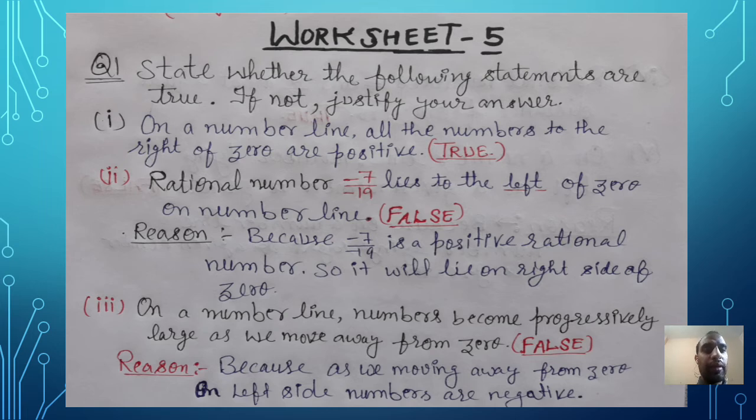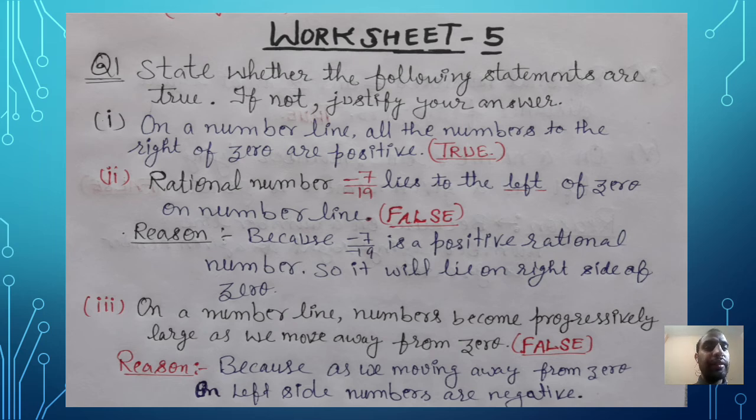So let's take the first part. On a number line, all numbers are positive to the right side of 0. Or we can say on a number line, all the numbers to the right of 0 are positive. So this statement is true. As I told you, my dear students, when we are moving toward the right side of 0, the numbers are positive. Statement is true.